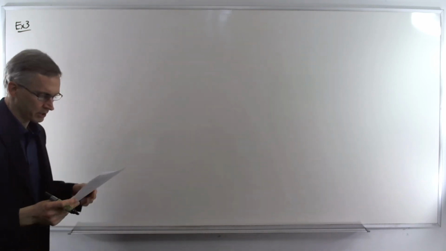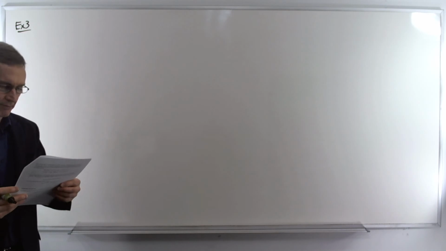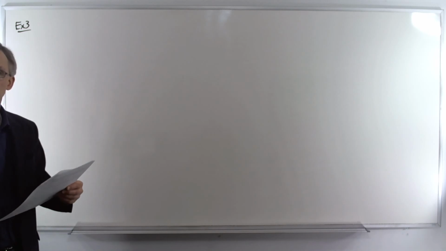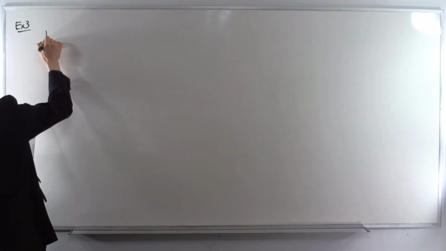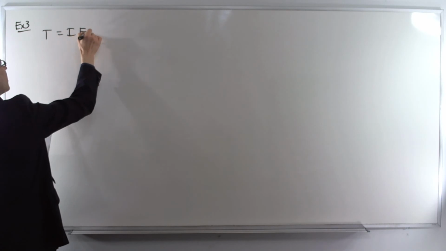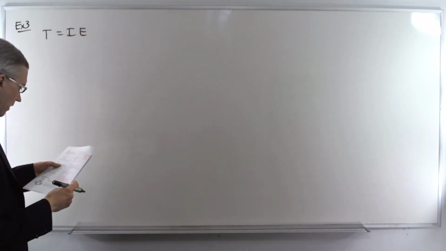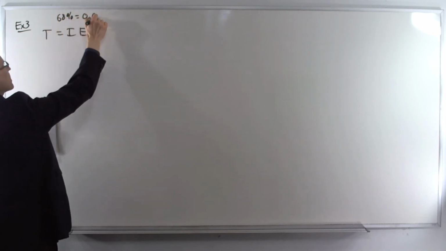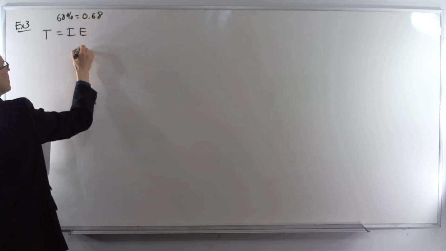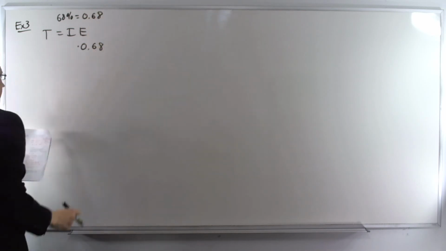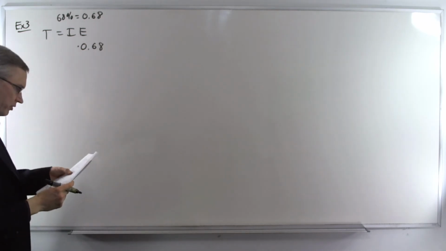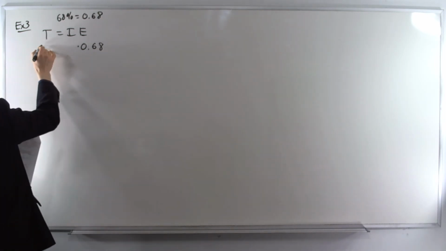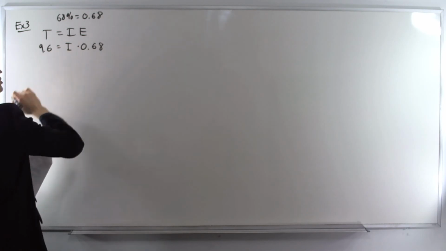Third example, a particular computer chip has an electrical efficiency of 68%. If the chip produces 9.6 watts of computational energy, how much energy does the chip consume? All right, same equation, the tie equation. The efficiency is 68%. So 68% equals 0.68. So that's going to go in for E. The chip produces 9.6 watts of computational energy. All right, production is output, so that is 9.6 over here. And we'll be solving for I.